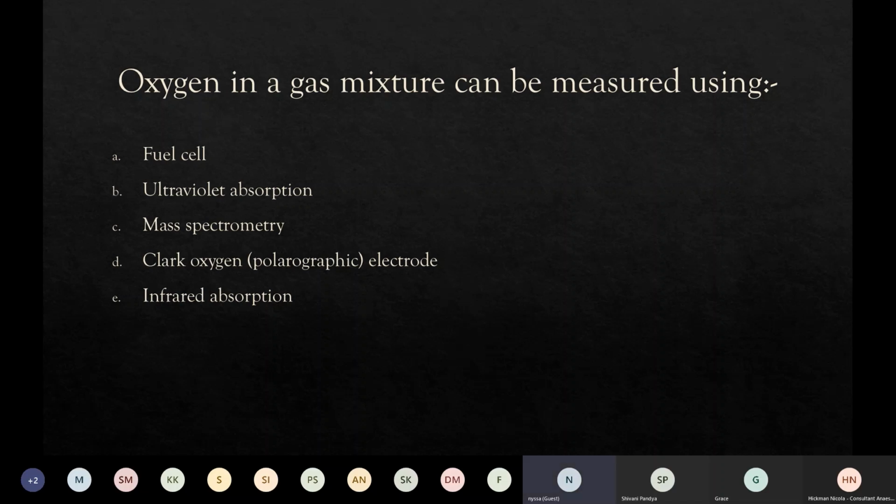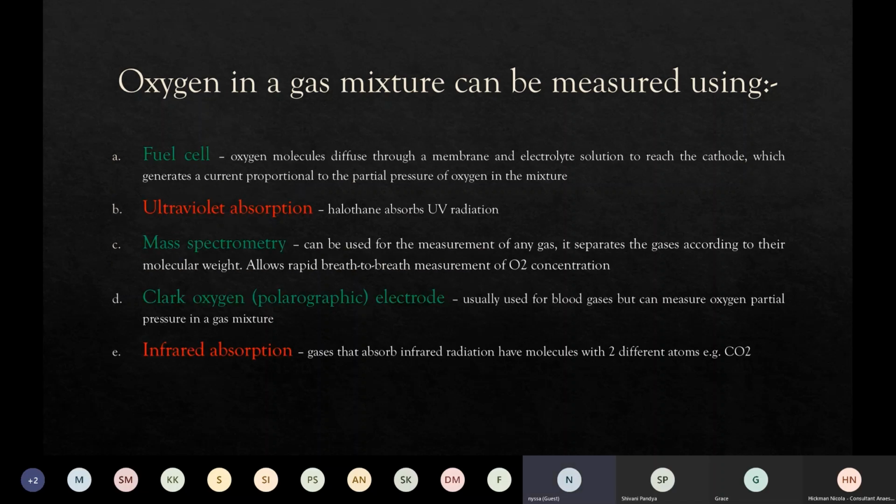Okay, so different ways of measuring oxygen in a gas mixture. Fuel cell, that's correct. Obviously, we've already discussed that. That's when the molecules diffuse through the semi-permeable membrane to an electrolyte solution to reach the cathode. That generates a current proportional to the partial pressure of the oxygen in the mixture. So that is true.